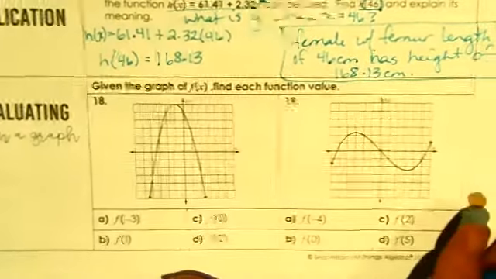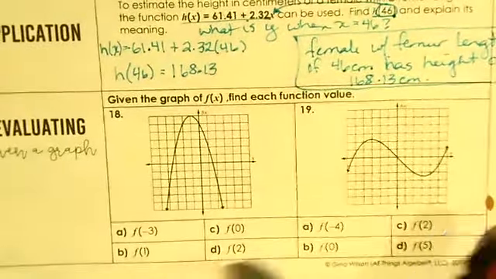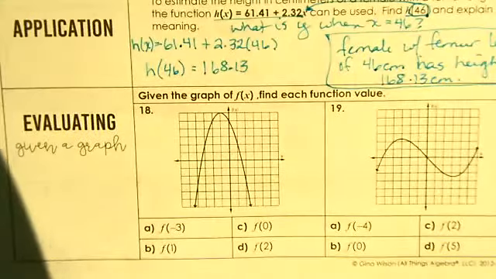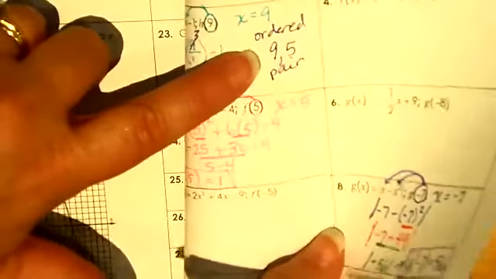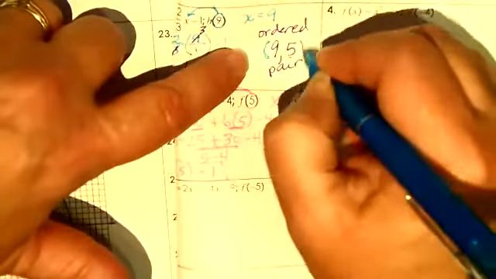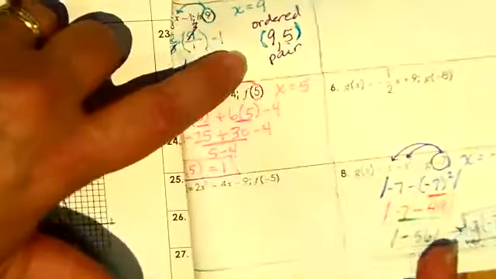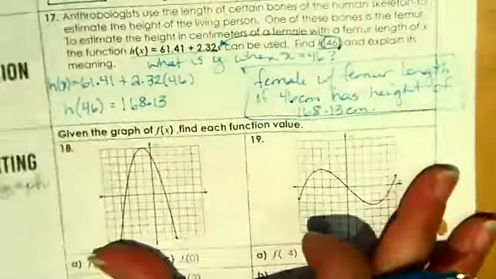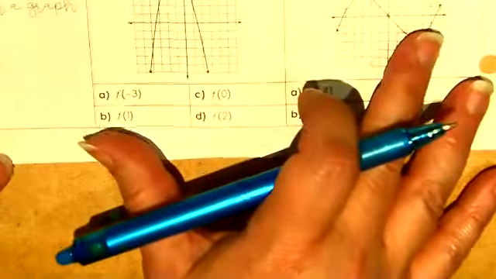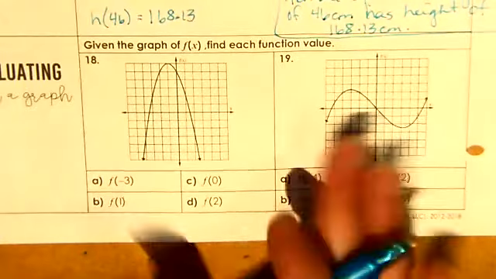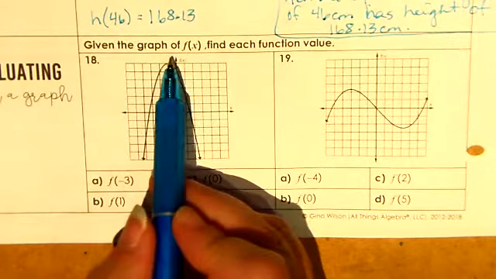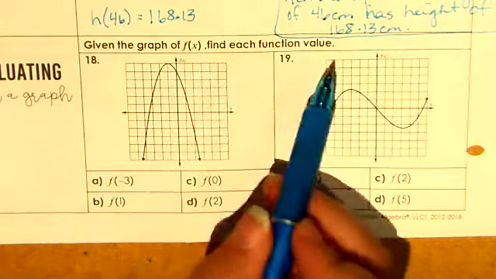All right, last little section here. Given the graph of f, find each function value. Remember when we did these over on the first page, I told you how to write them as an ordered pair. That's kind of the thinking that we're going to do. It's kind of easy when it's from a graph. Given the graph of f of x, find each function value.